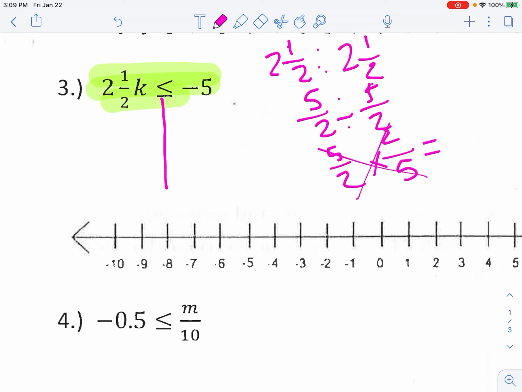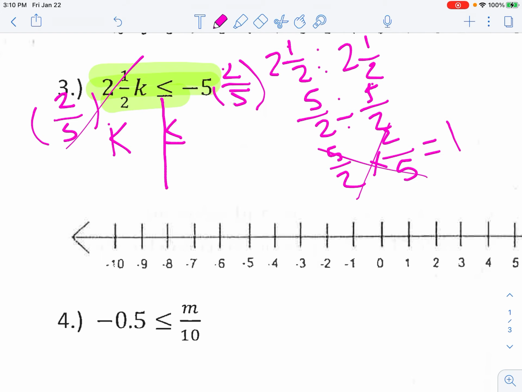So those would all cross cancel down to 1. So what I'm going to put over here, I'm really multiplying by 2/5 on the left. So I'm going to have to multiply by 2/5 on the right. So all of this is going to cancel on the left. So K is less than or equal to, if I put a 1 under the 5, my 5's are going to cancel. So 1 times -2 is -2. K is less than or equal to -2.